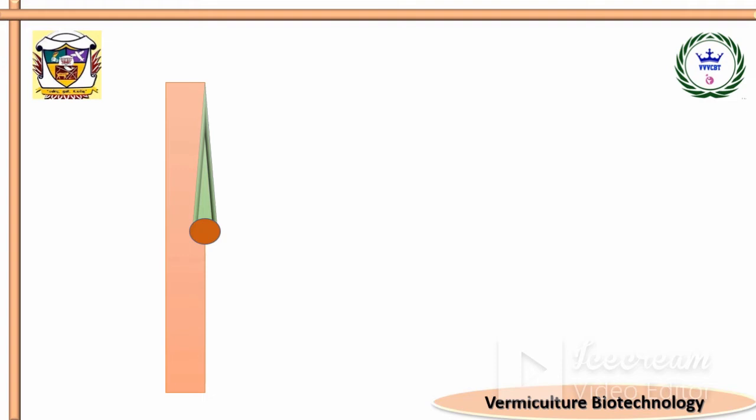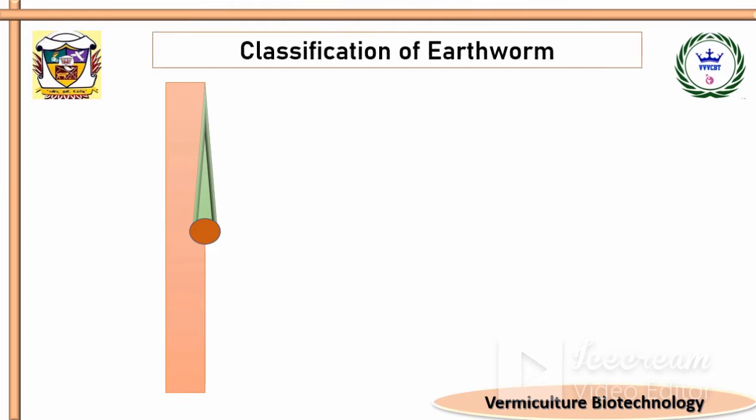This clitellum epidermis contains three types of glands. They are mucus glands, cocoon secreting glands, albumin secreting glands. Mucus glands secrete mucus. Cocoon secreting glands secrete the wall of cocoon. The albumin glands secrete albumin into the cocoon. It forms the nutritive medium for the eggs and embryo.